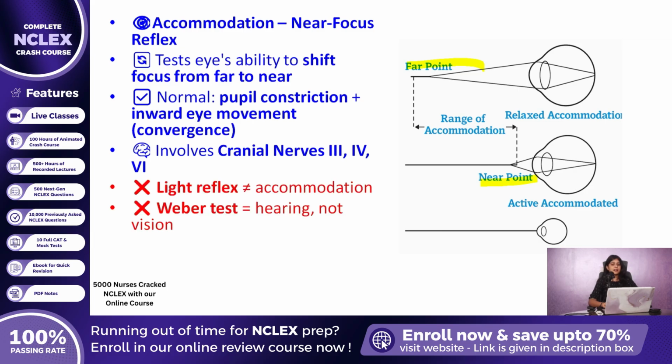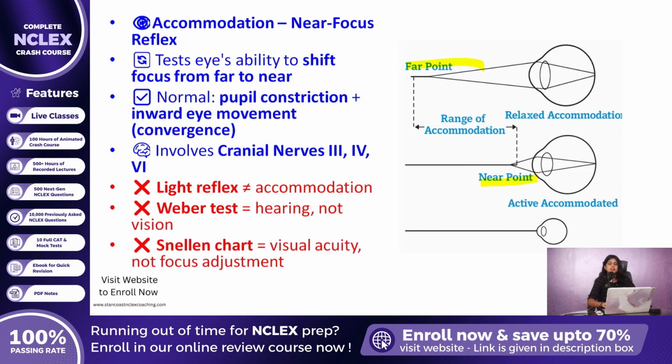Now, let's quickly look at why the other options are incorrect. Bringing a pen light from the side checks for the pupillary light reflex, not accommodation. Placing a tuning fork in the center of the forehead is the Weber test, which assesses hearing, not vision. And having the client read a Snellen chart checks visual acuity, not accommodation or pupil movement.